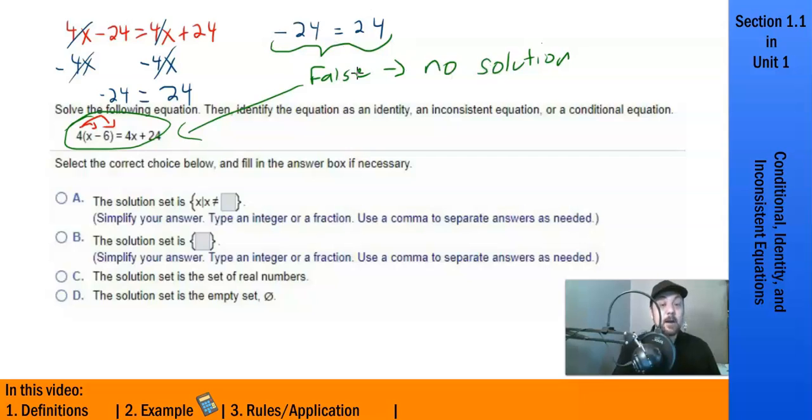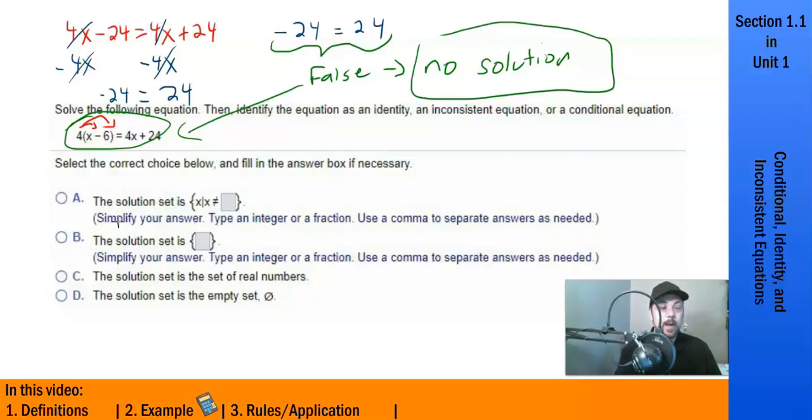If this comes out as true, then this is always true, which means my original equation is always true, in which case we have infinitely many solutions. So that's how you tell the difference. The variable disappears. If it's false, it's no solution. If it's true, it's infinitely many solutions.